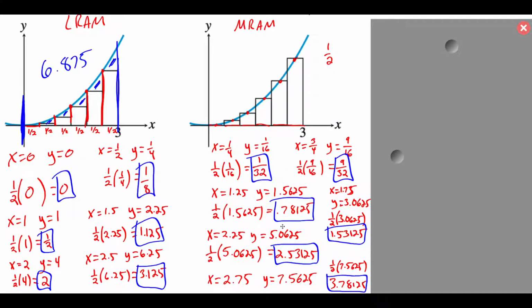Now I need to take all of these individual answers and add them together. Now I typed all of those into my calculator, and that gives me an answer of 8.9375 using those midpoint rectangles to approximate the area.